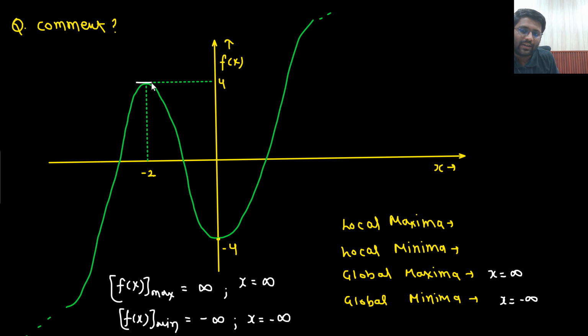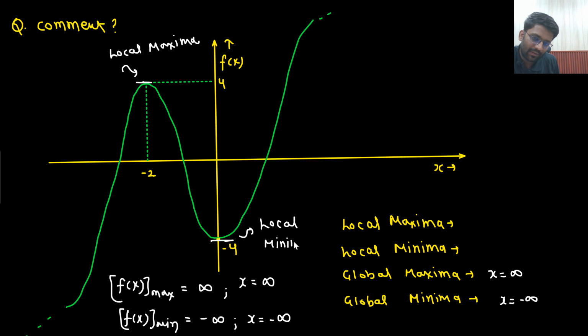Local maxima: you find out the points where the slope is 0. In the nearby points, this is the condition we are getting, and this is the condition we are getting. What does that mean? So this is the point of local maxima, and this is the point of local minima. Local maxima is occurring at x equals -2, and local minima is occurring at x equals 0.